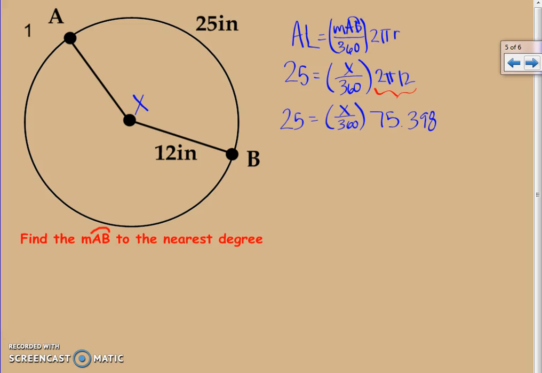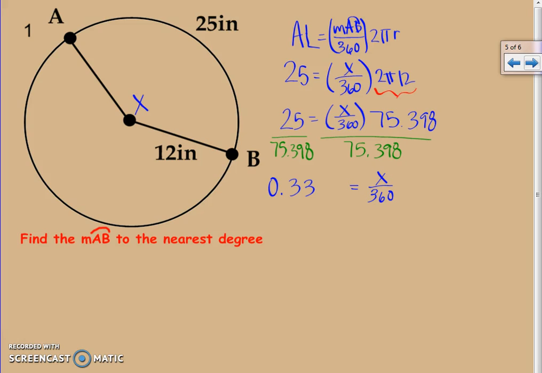How could we get x by itself a little more? We could multiply both sides by something, or we could divide both sides by something. Either one would be fine. We can divide by 75.398. Let's do that first. So we're left with 0.33, and the only thing over here is x over 360.